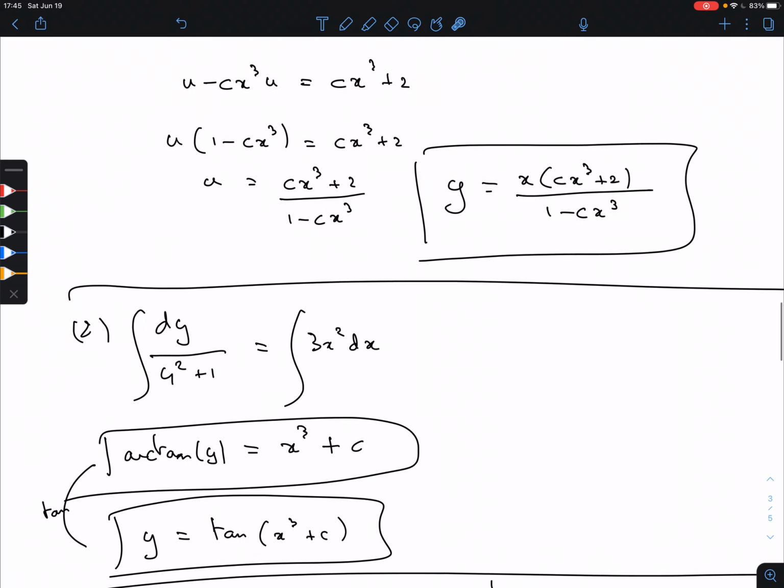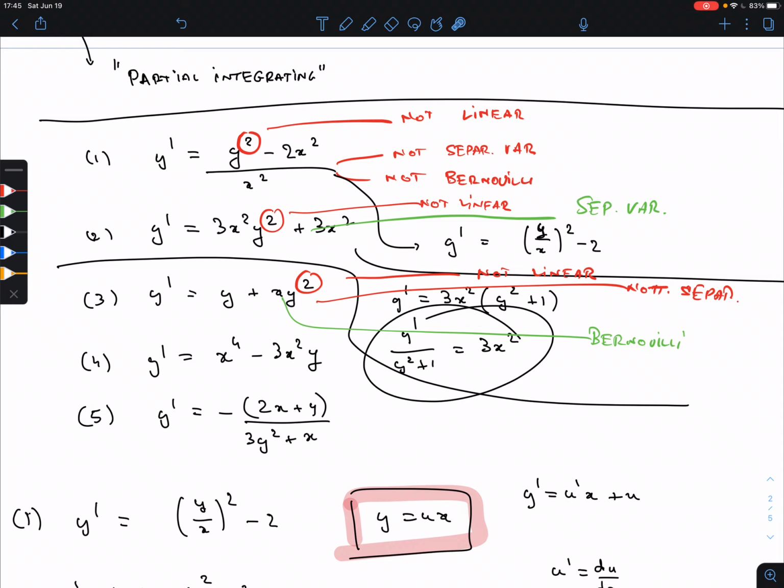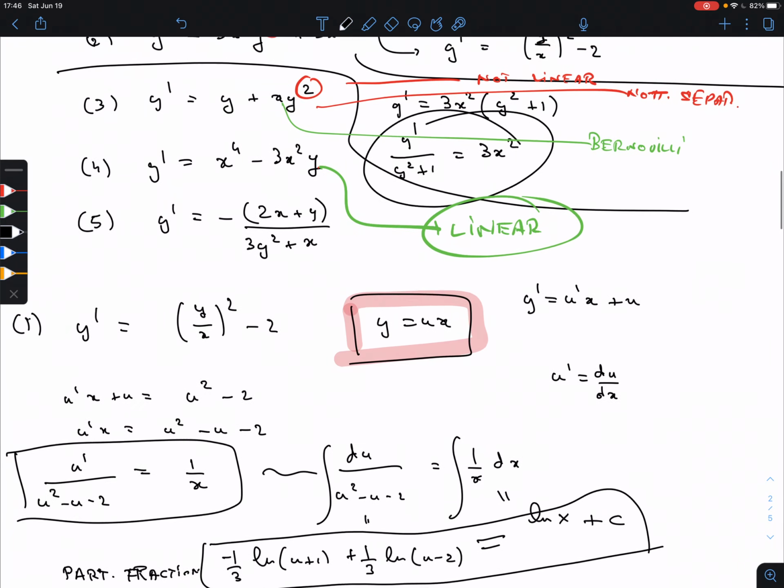All right, that was number 3. Let's go to number 4. y prime is x to the 4th minus 3x squared y. Oh, professor, this is linear. Look no further. Because if it's linear, I know what to do. I don't want to think more. Okay, so let's write it in the linear form.